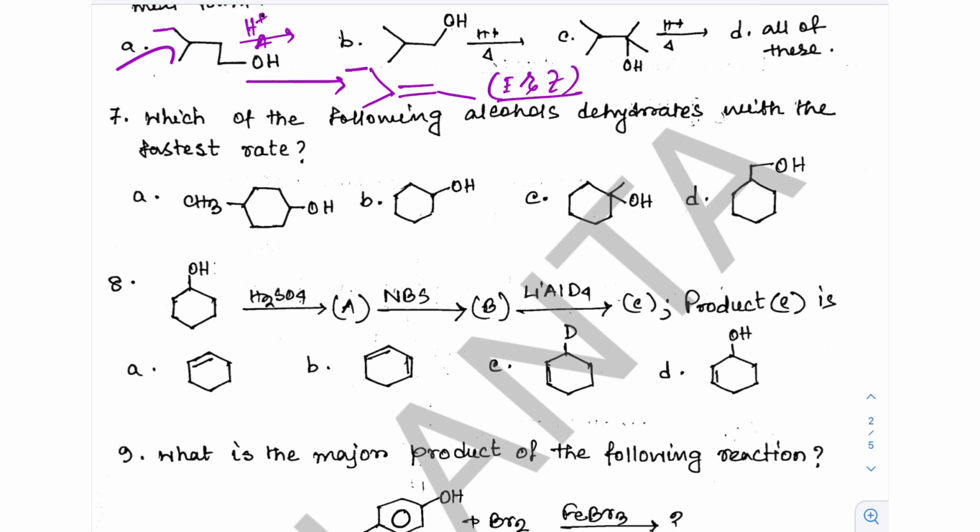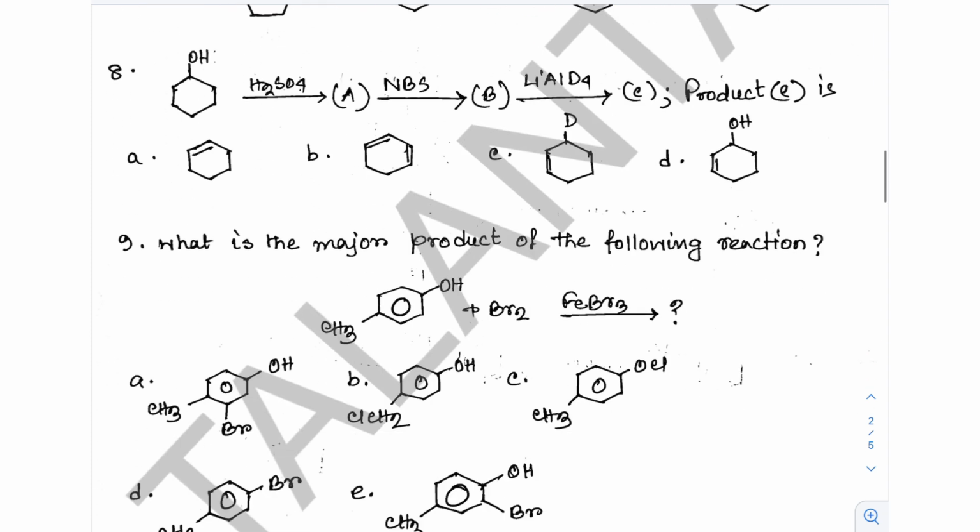So here they ask which molecule undergoes the fastest reaction. Well, the most stable carbocation will be obtained here in C, because we'll get a 3-degree carbocation over here. So option C is the correct answer.